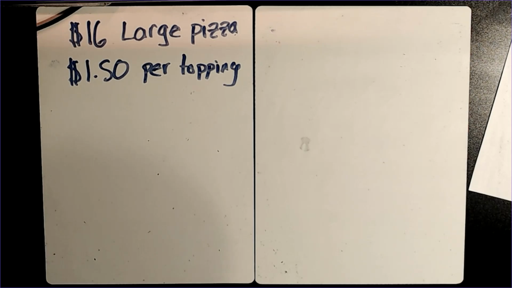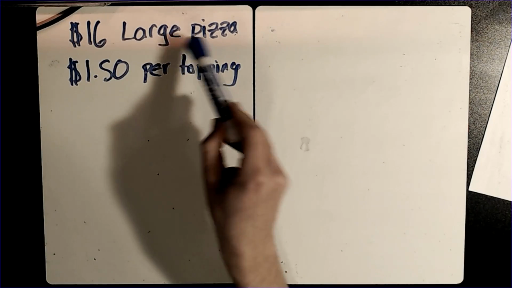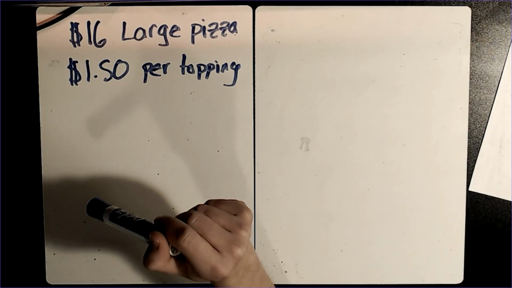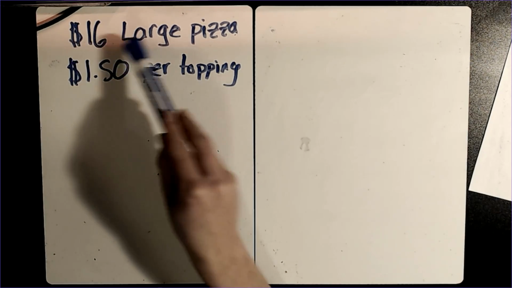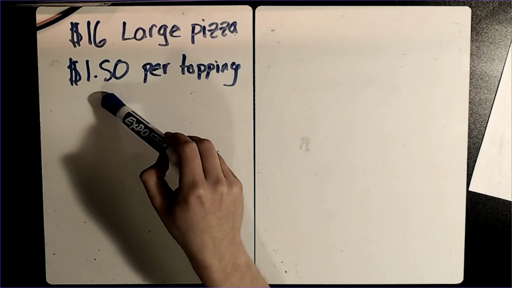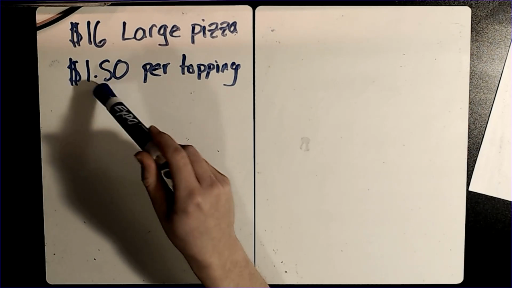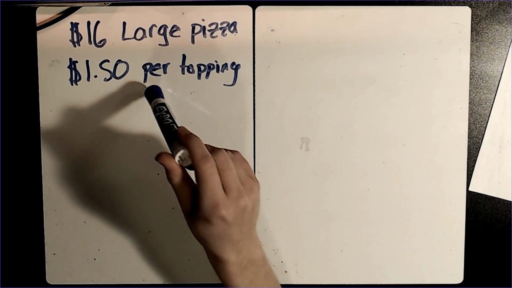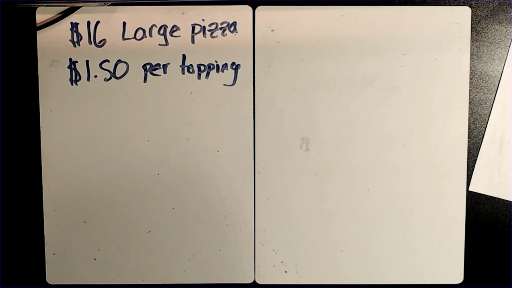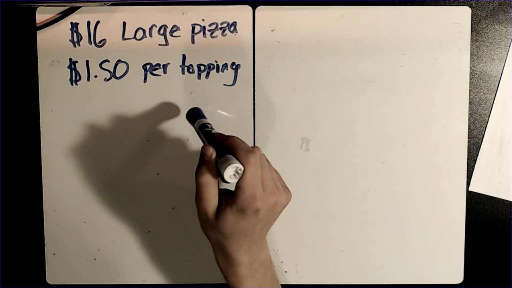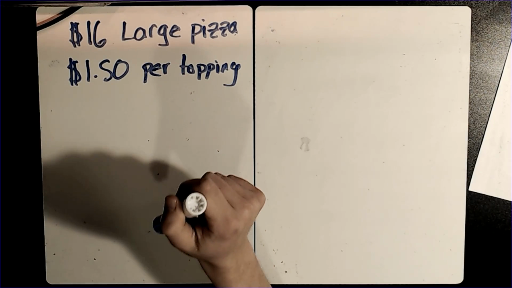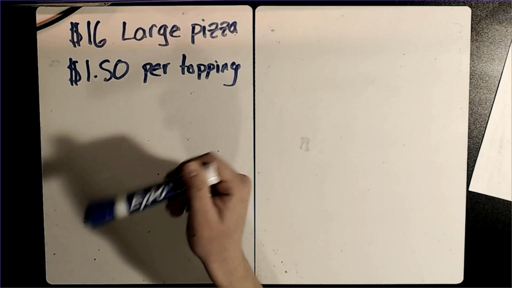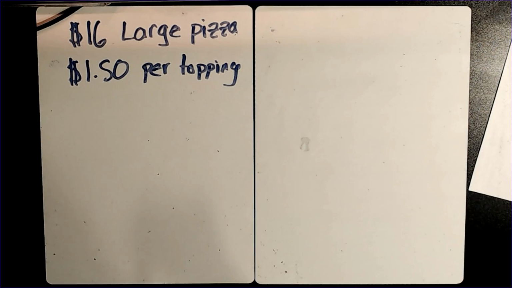So the situation we're dealing with is a pizza shop that charges $16 for a large pizza. So that's the base price, and then it charges $1.50 for each individual topping that you add to that. So if you got a large pizza with one extra topping, it would be $17.50, right? So every time you add a topping, you add $1.50 to the total price.